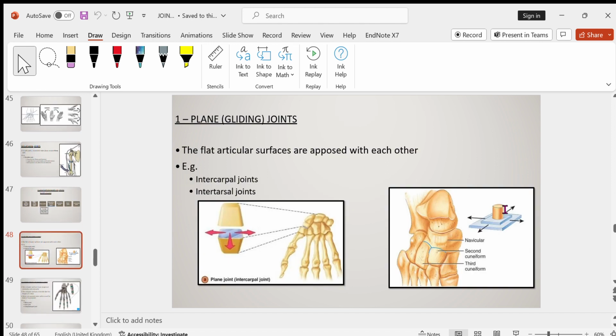First is the plane joint. The flat articulating surfaces are opposed with each other. Typical examples are the joints between the carpal bones and the tarsal bones. The opposing surfaces are plane or flat, and a slight gliding movement is possible in these joints.